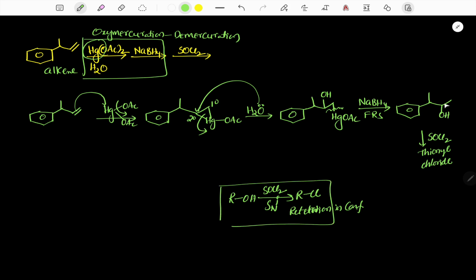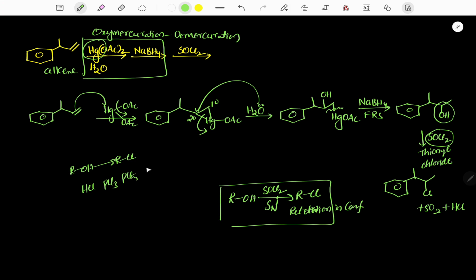So similarly here, an alcohol group is there with SOCl2, therefore the corresponding product is the alkyl chloride, SO2 plus HCl. To convert alcohol to alkyl chloride, we can use HCl, PCl3, PCl5, SOCl2. We can use four reagents, but among these four, SOCl2 is best because one of the products is a gaseous product, SO2, which escapes from the container. As a result, the reaction will go to completion.